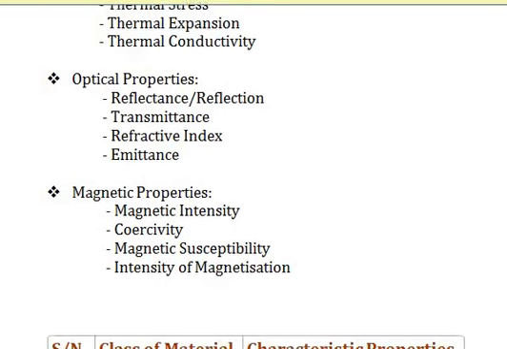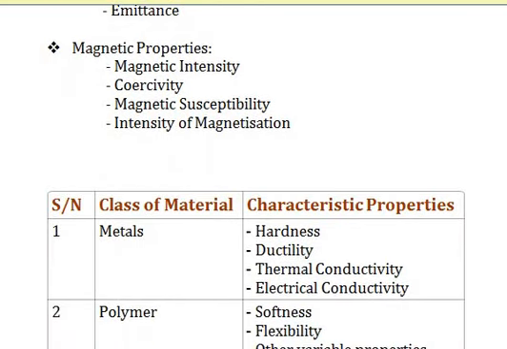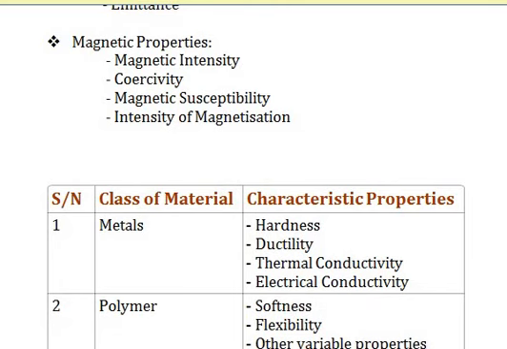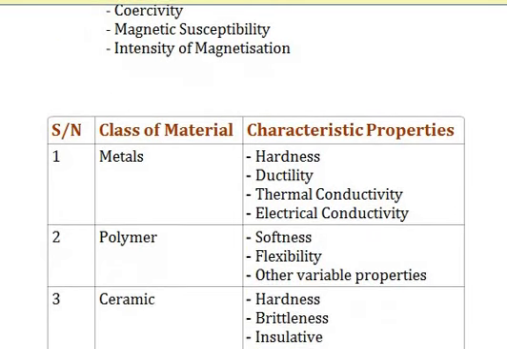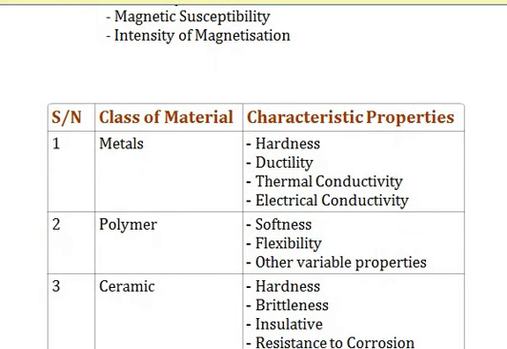So I'm going to round up this video by talking about some characteristic properties of the different classes of materials. The first we have is metal. The class of metals has some characteristic properties, even though not all of them have the same properties, but mostly metals are characterized by hardness, ductility, thermal conductivity, and even electrical conductivity. As for polymers, they are usually soft and flexible, and because they are quite diverse and are usually produced using organic materials, they have a lot of variable properties.